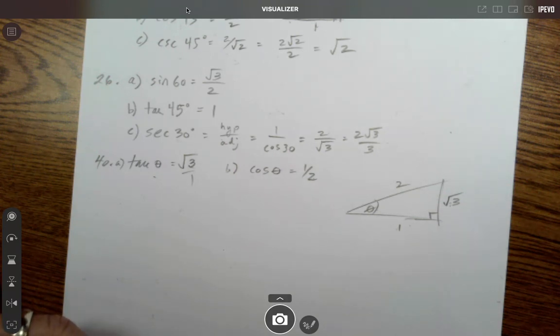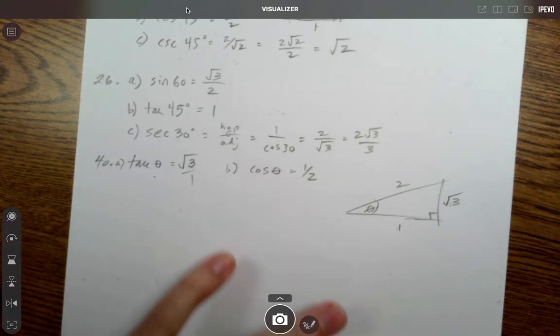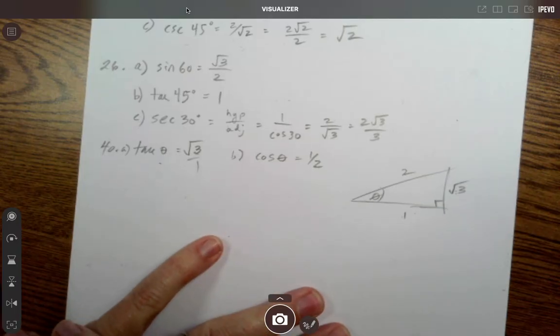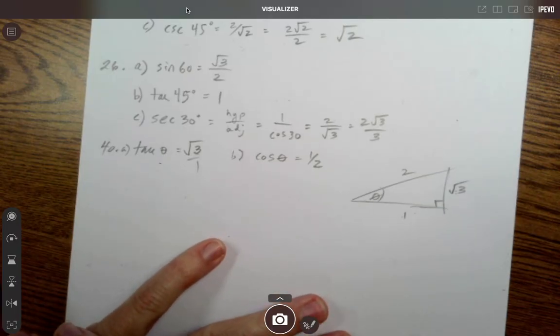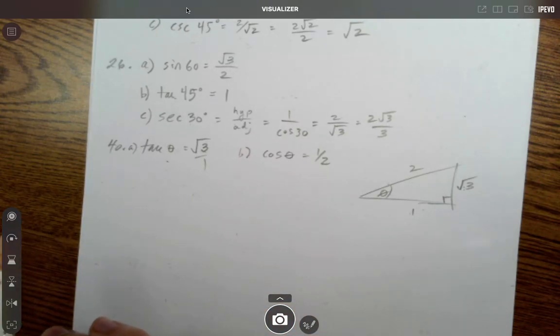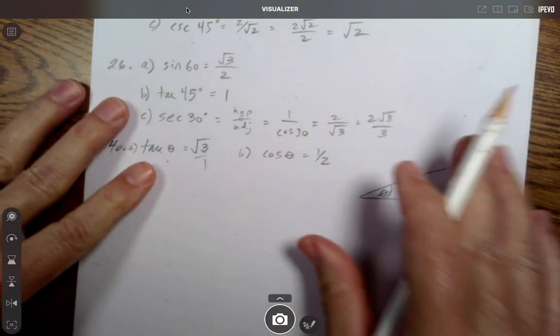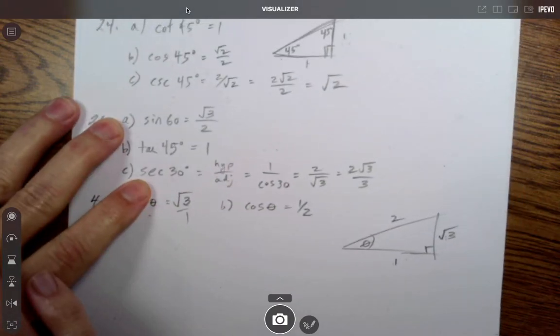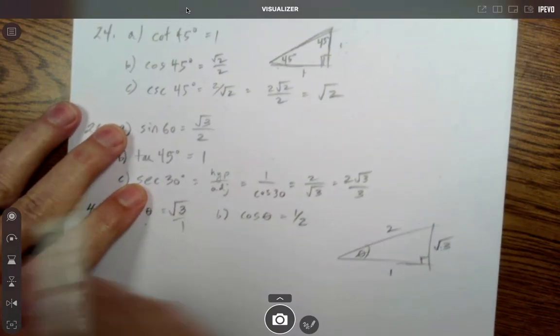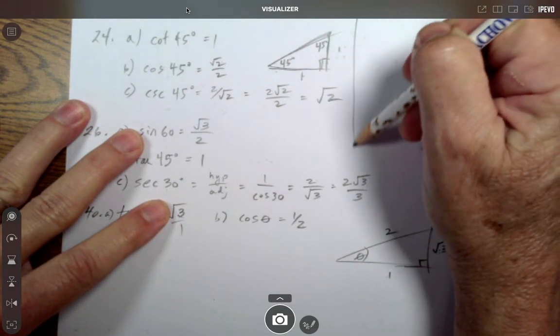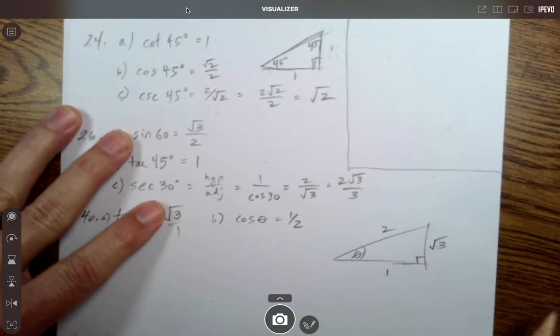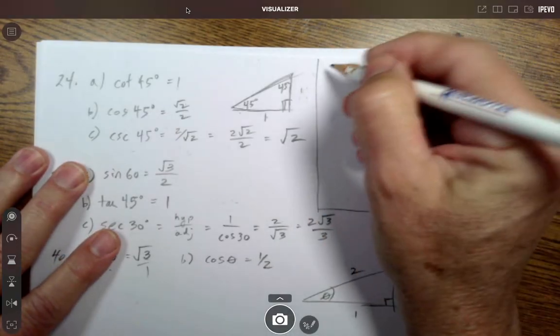So let me think about this. Oh, it's a 30, 60, 90 triangle. Okay. I'm not sure how they expect you to figure it out if you didn't know. And you probably don't remember, but there are some special triangles I guess I should talk about. Really just two. Two special right triangles.